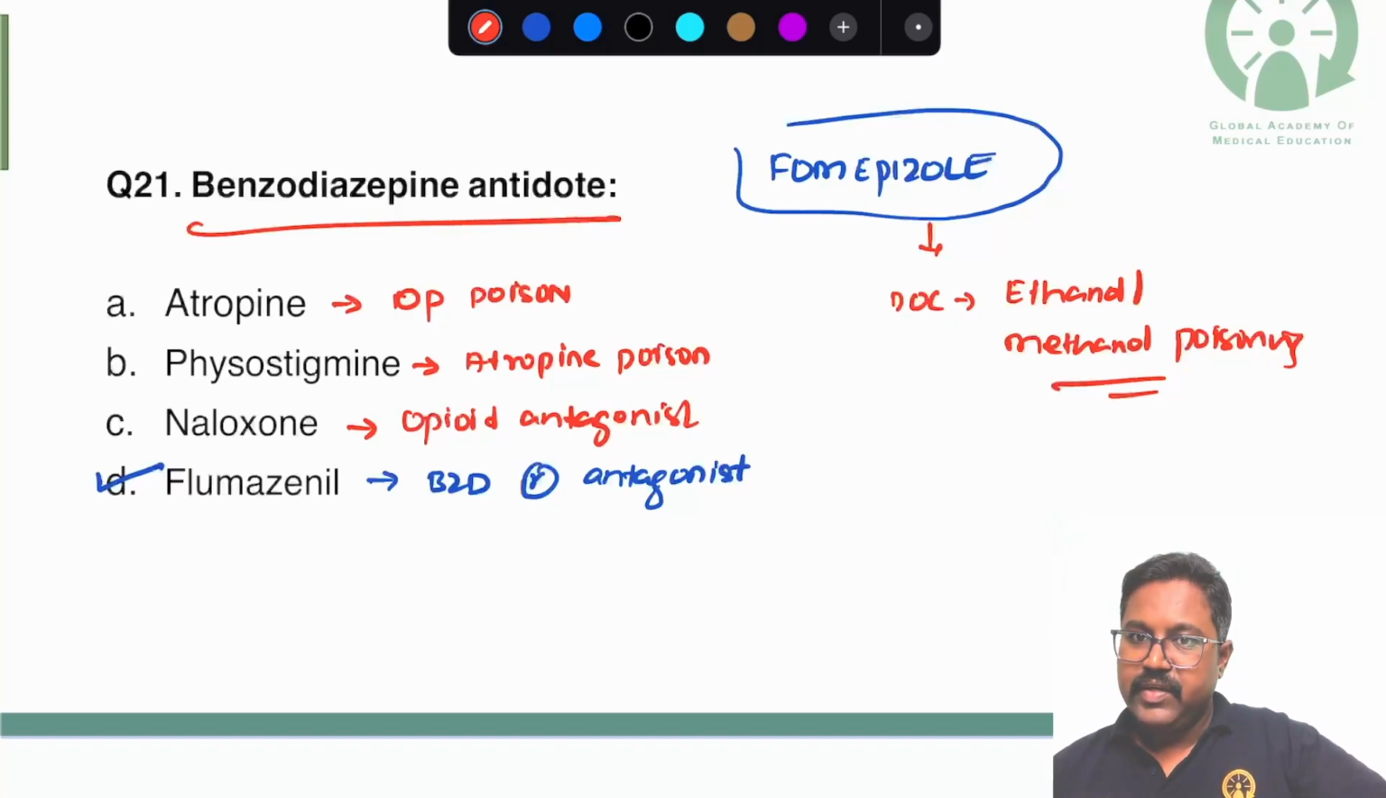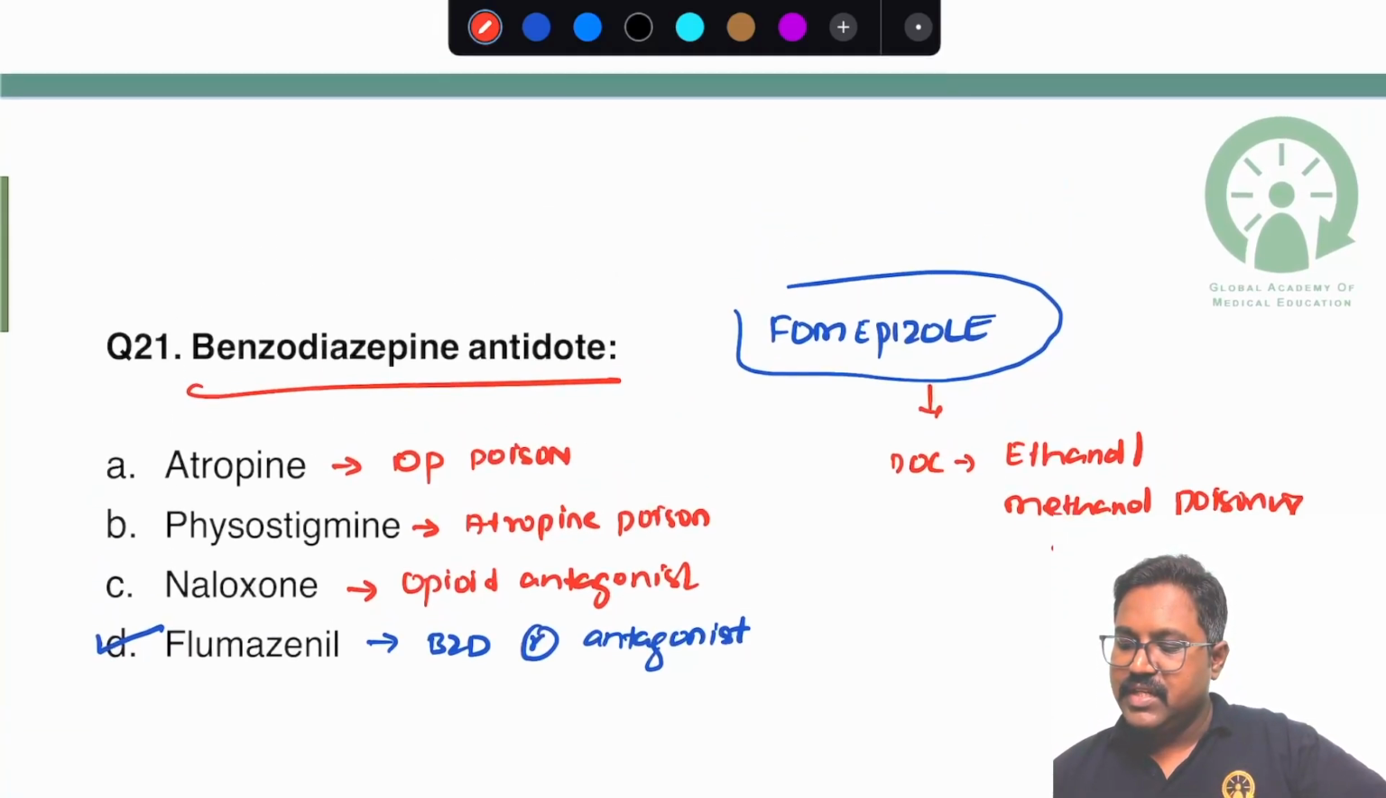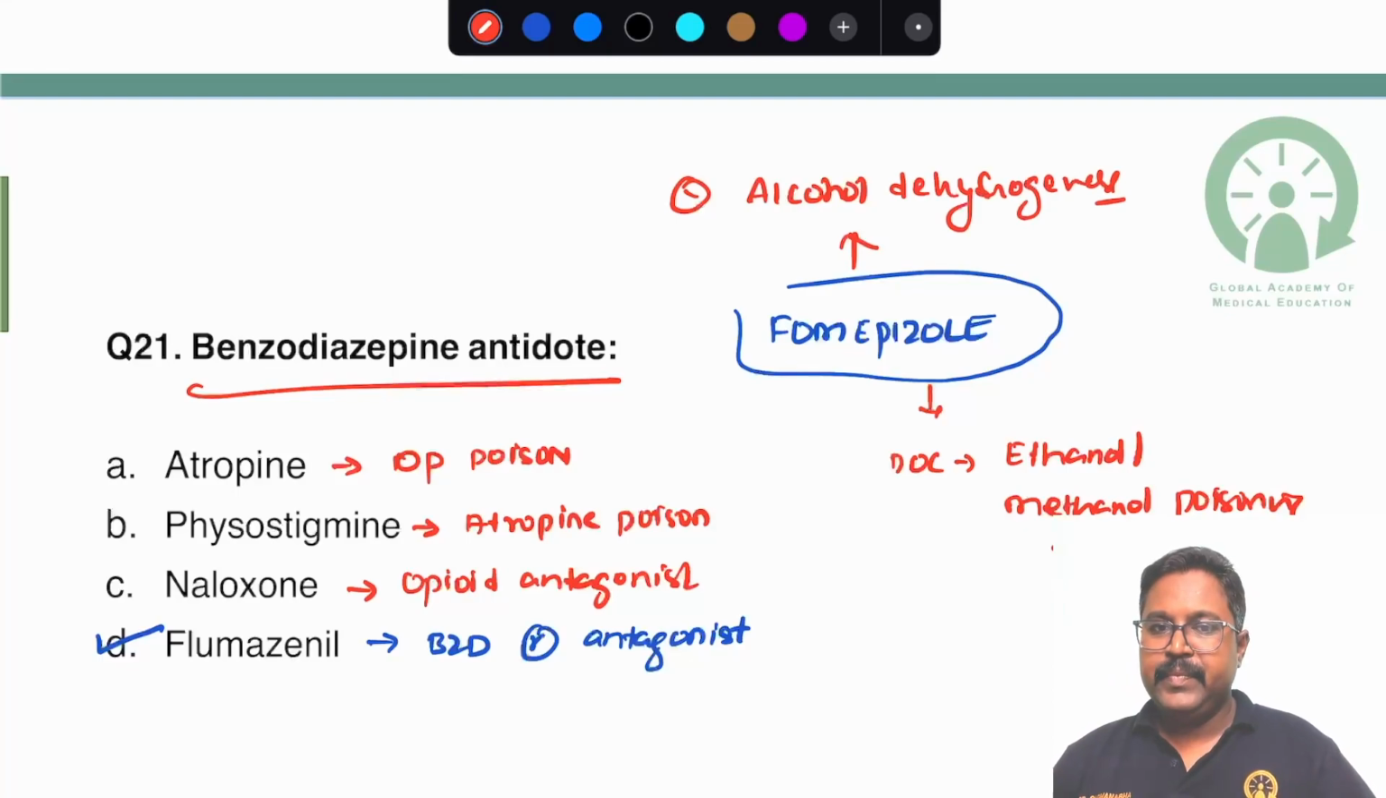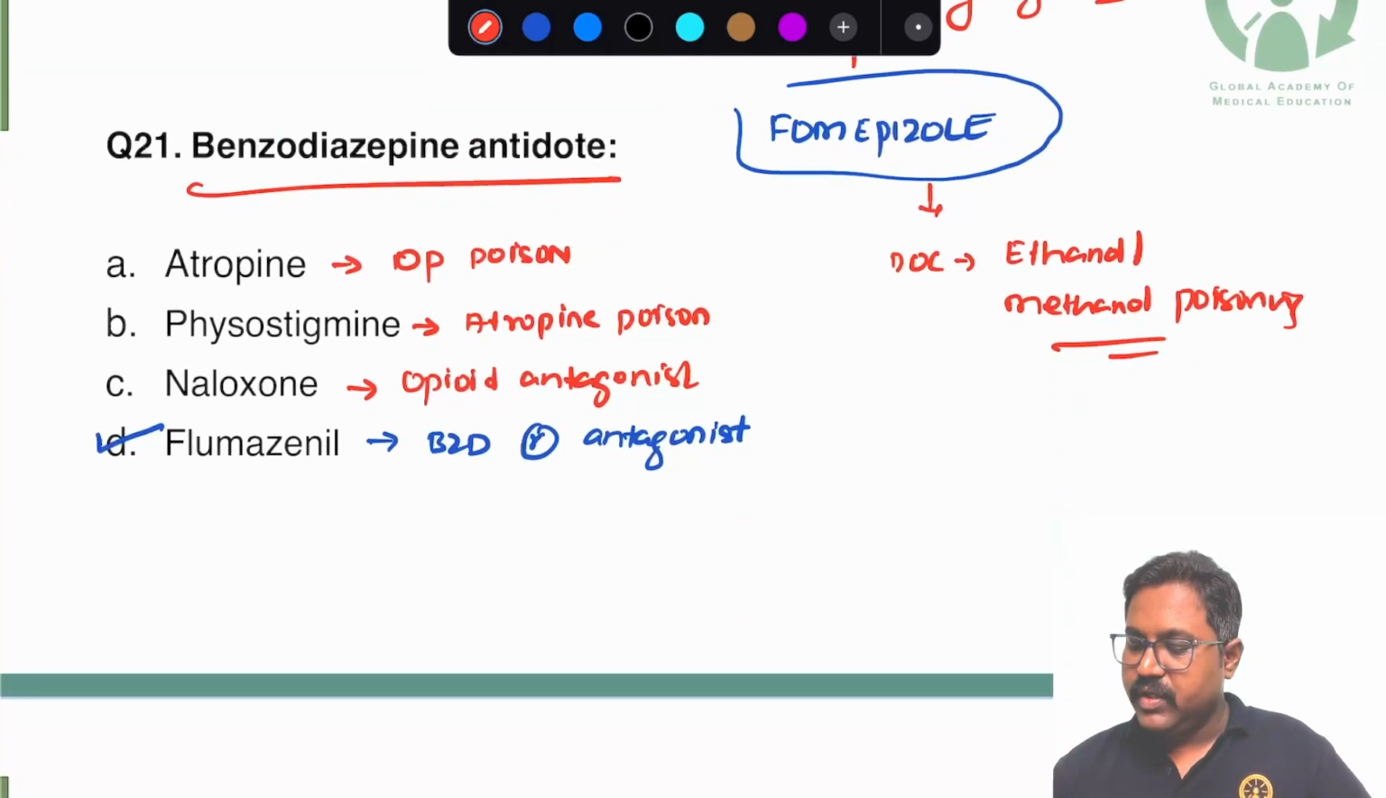And which enzyme will it inhibit? Fomepizole will inhibit alcohol dehydrogenase. Is that clear? Okay, fine.